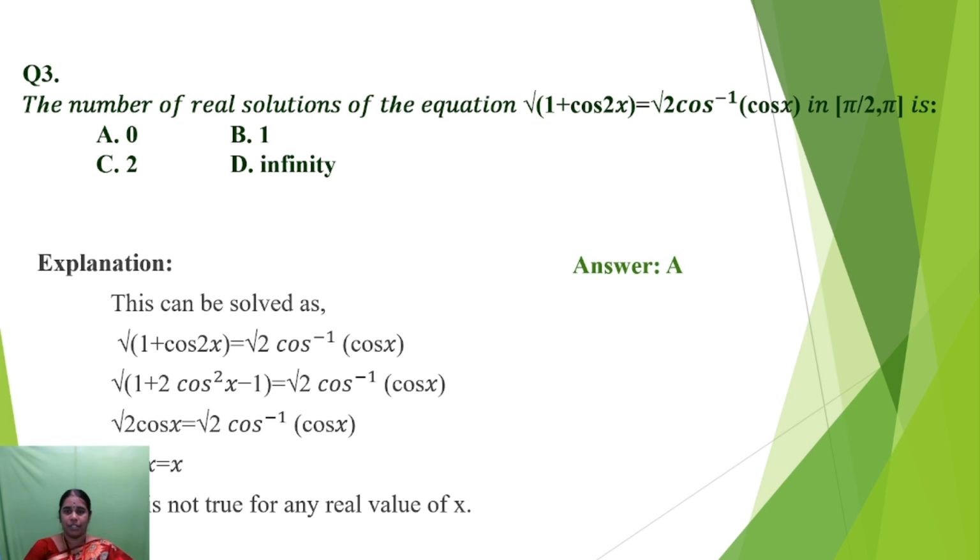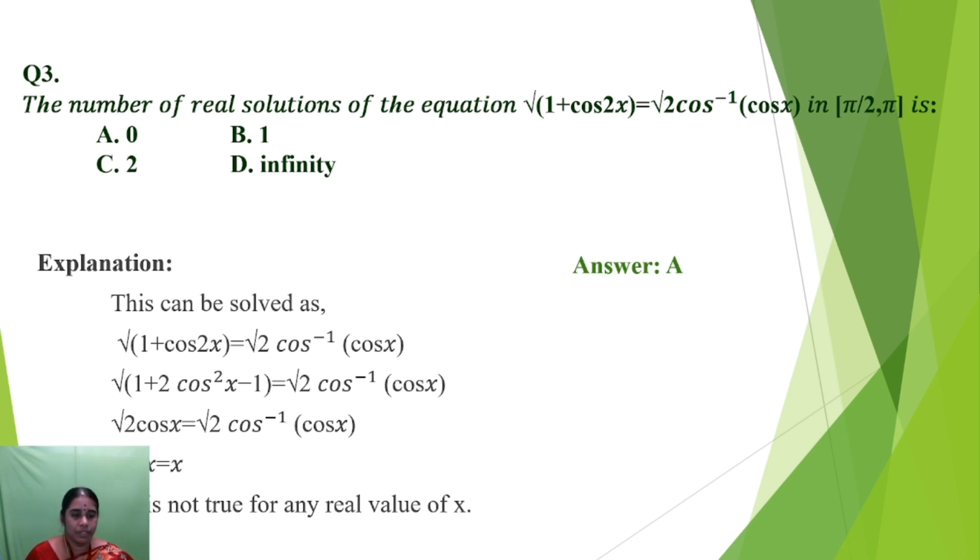Here is the explanation. We take the equation root of 1 plus cos 2x. Cos 2x can be written as 2 cos square x minus 1. Then the plus 1 and minus 1 cancel. Root of 2 cos square x equals root 2 into cos inverse of cos x. Taking the square root on the left side, we get root 2 into cos x.